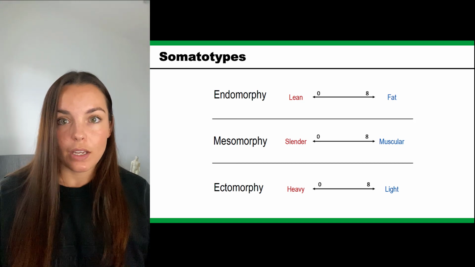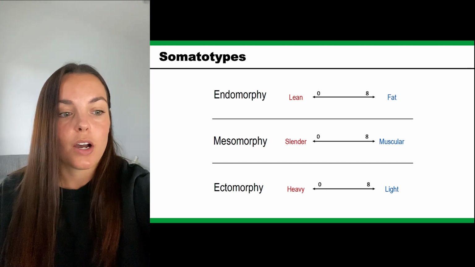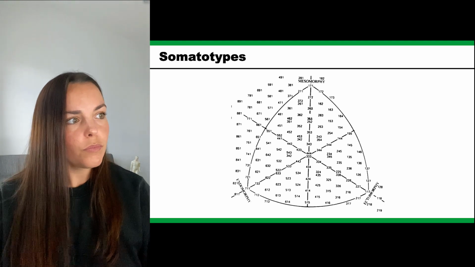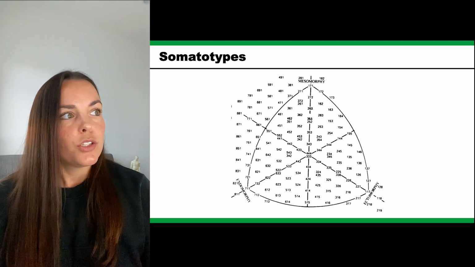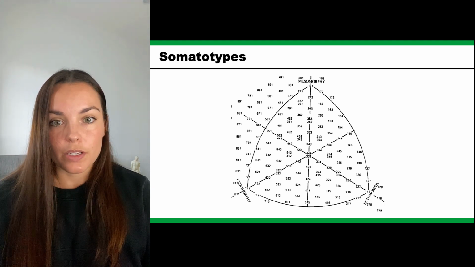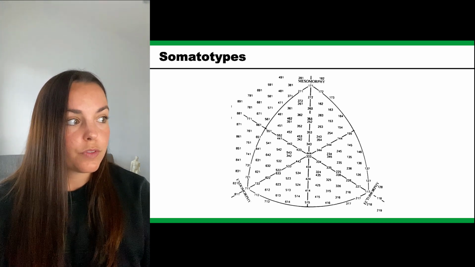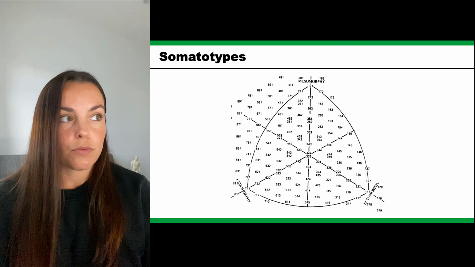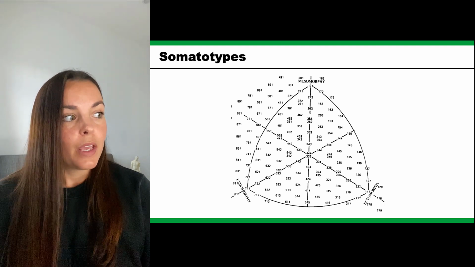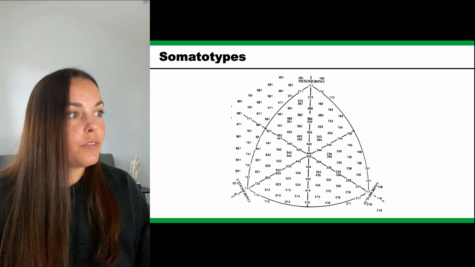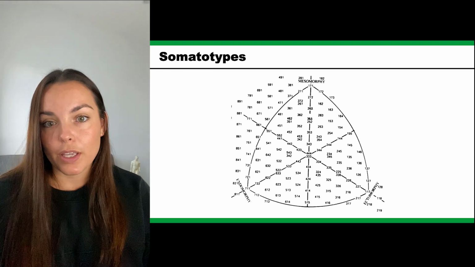You can read your somatotype on a chart, and you would have seen these charts all through the lecture with all these numbers here. They're all sets of three numbers. The first number always represents the endomorph number. The second number always represents the mesomorph number. And the third number always represents the ectomorph. So whenever you read this chart here, that's what you're looking at.